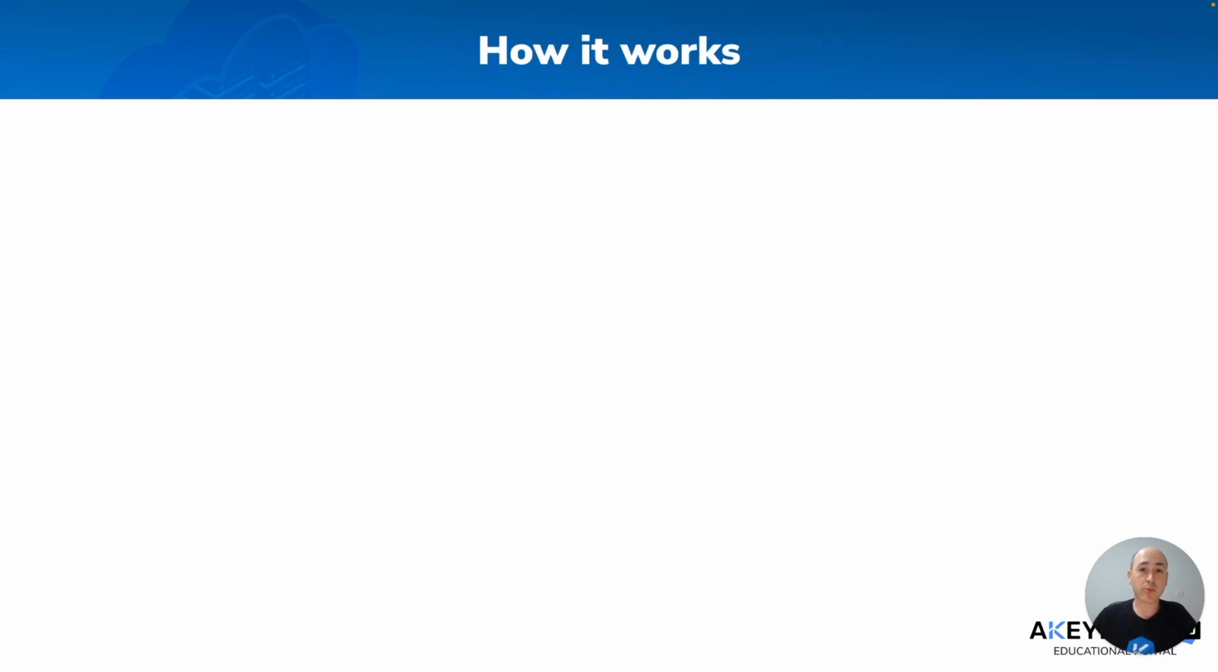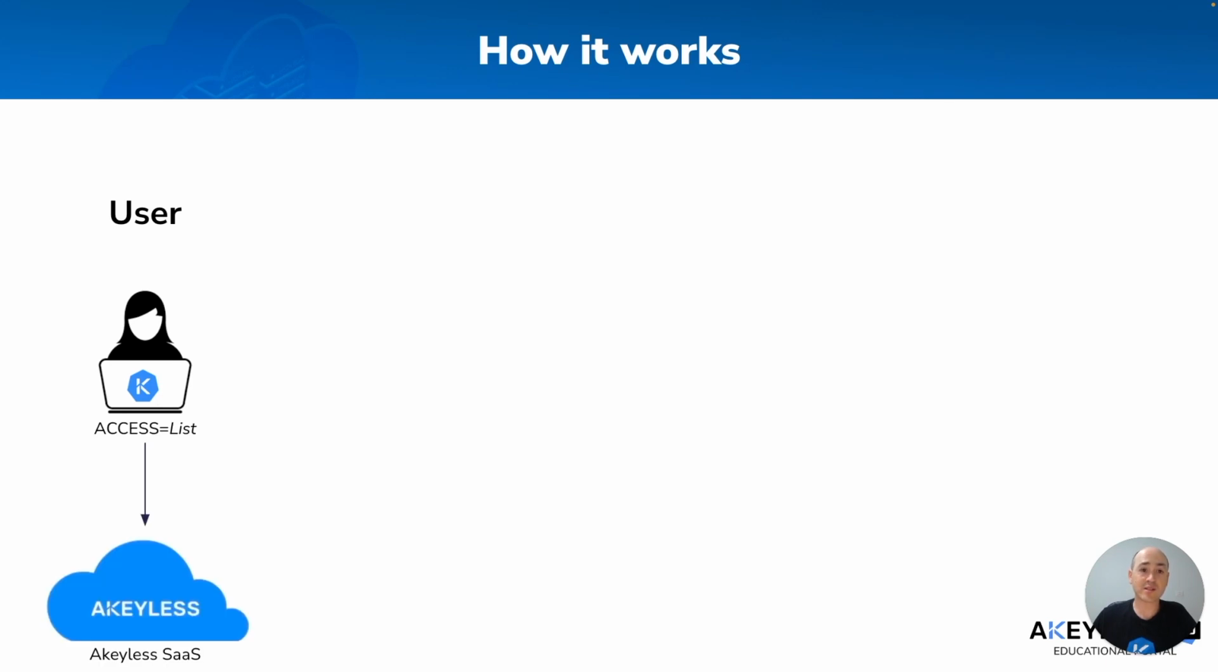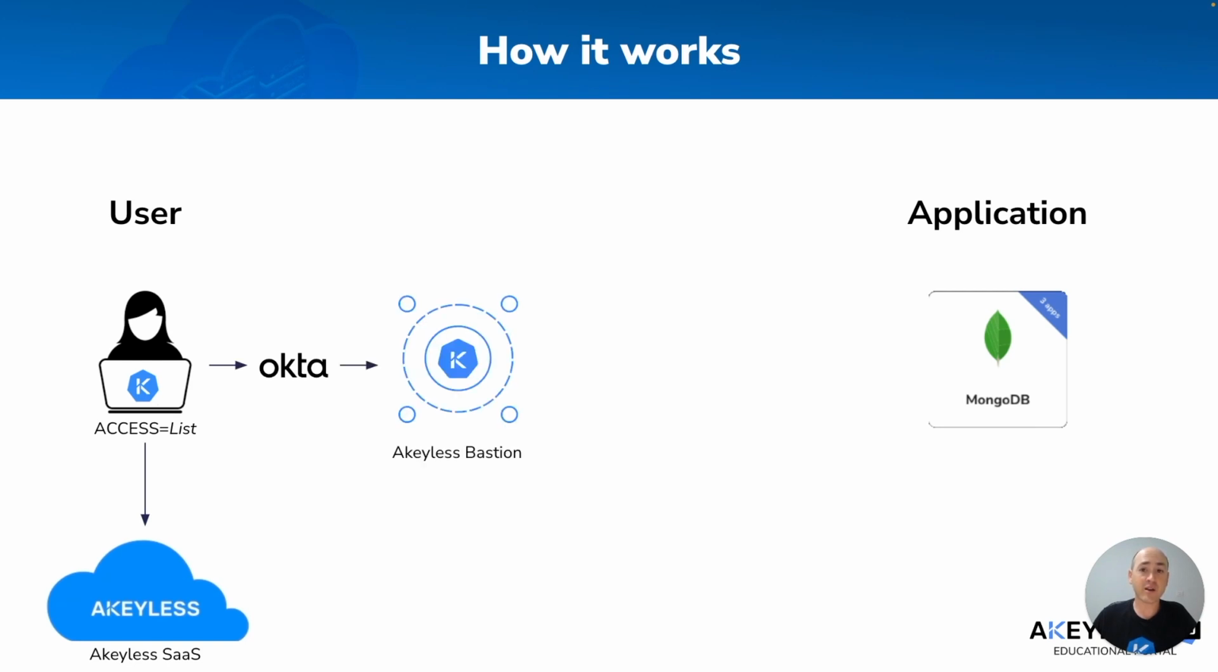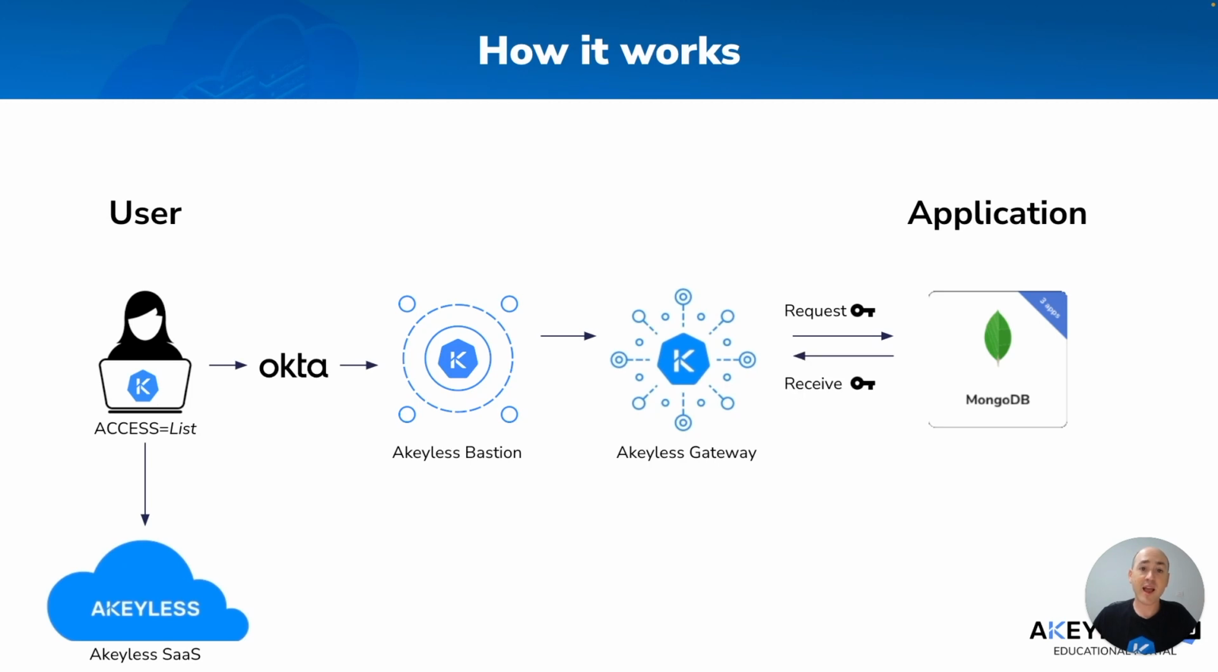Let's take a look at a practical example. When a user who only has list access to secrets requests to connect to a database, they authenticate against their identity provider and request access via the Secure Remote Access Bastion, which passes that request through the Akeyless gateway, which in turn requests the ephemeral credentials for the database, and at the same time opens a secure session of the database and automatically logs in that user with the temporary credentials it received. The user then has a specific amount of time to work until the session is terminated.